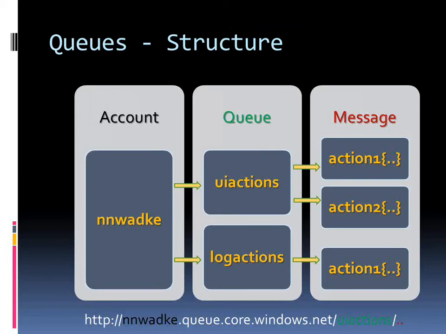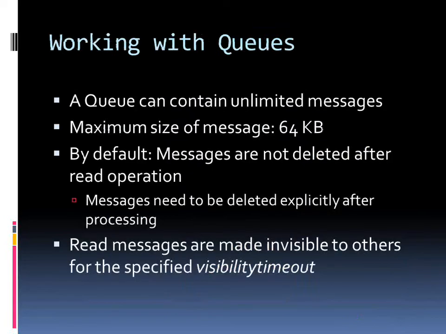To work with queues, logically you can have unlimited messages that you can keep posting onto your queue. The limit could be the size of your storage account holding those messages. Every message today can be of 64 KB. Earlier, in the prior versions of Windows Azure, this limit was 8 KB.